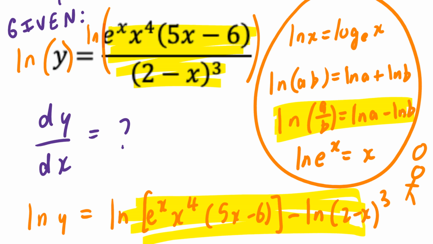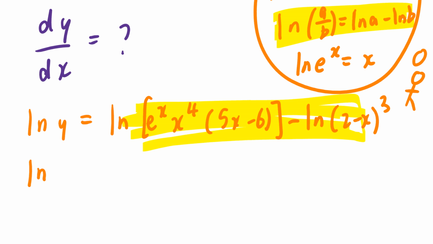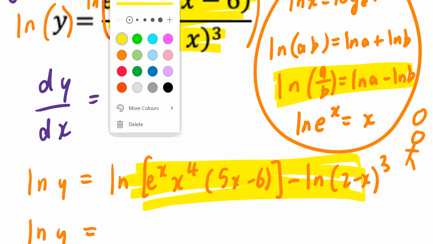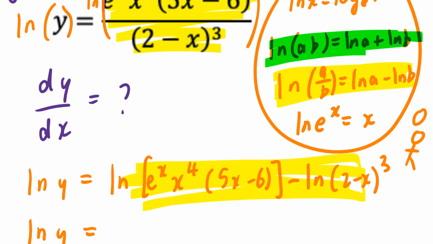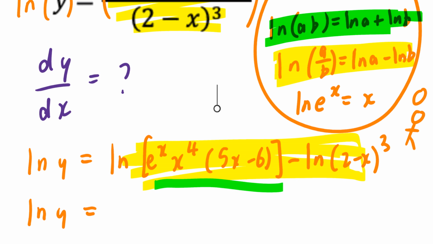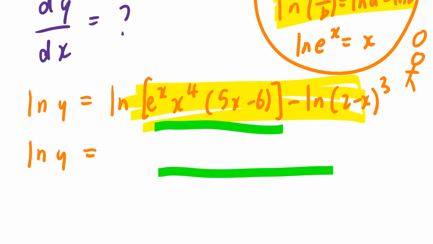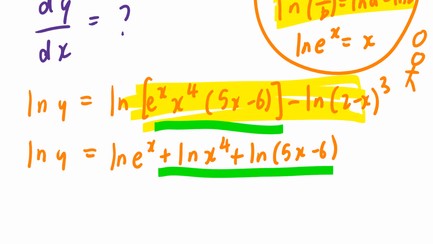Now, here's the second step. ln of y equals, and again, going back to the first idea, when you take the ln of ab, you can break it apart as a sum of ln a and ln b. So same thing here. ln of (e to the x times x to the 4 times (5x minus 6)) is now equal to ln of e to the x plus ln of x to the 4 plus ln of (5x minus 6) minus ln of (2 minus x) quantity cubed.